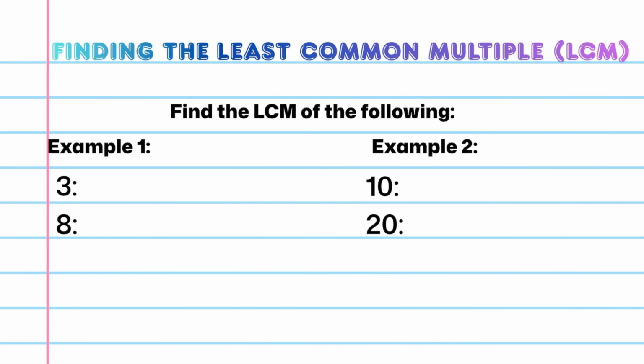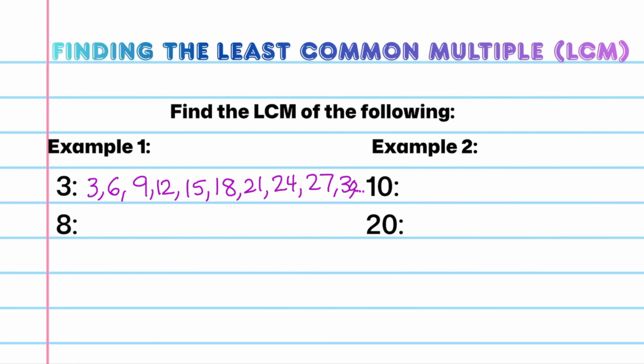Let's look at example 1. Example 1 is asking us to find the LCM of 3 and 8. So we're going to list all of the multiples of 3, list all of the multiples of 8. The multiples of 3 are 3, 6, 9, 12, 15, 18, 21, 24, 27, 30, and so on and so forth. Now we're going to list the multiples of 8.